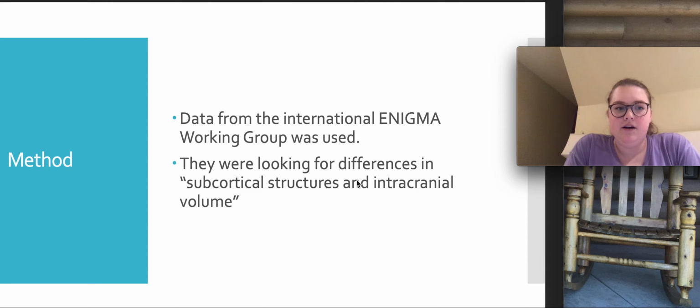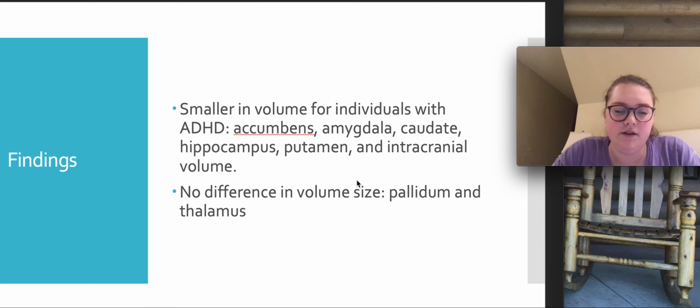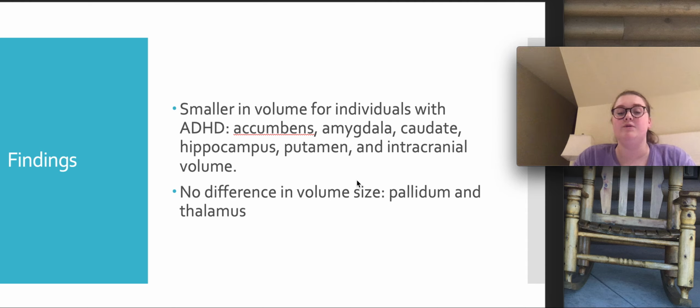For the method, data from the International ENIGMA Working Group was used, and they were looking for differences in subcortical structures and intracranial volume. They found smaller volume for individuals with ADHD in the accumbens, amygdala, caudate, hippocampus, putamen, and in the intracranial volume. It's interesting because the amygdala and hippocampus deal with memory, and with ADHD you have a harder time focusing and absorbing information, so it's interesting that these would be smaller in volume. But there's no difference in volume size with the pallidum and the thalamus.